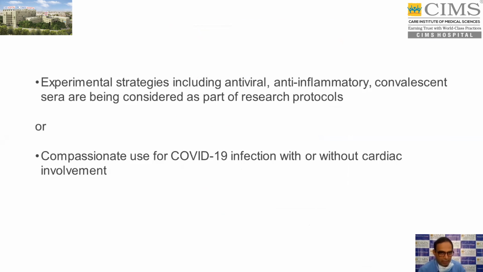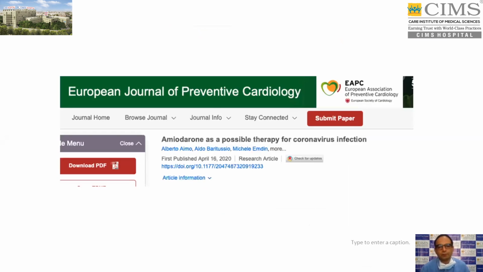Other experimental strategies like antiviral, anti-inflammatory, convalescent sera. We know that convalescent plasma is taken from a patient who has already recovered from COVID-19. Well, these are all experimental therapies. They can be tried, they can be given. Nothing has been proved. Same comes with antiviral therapies, remdesivir and lopinavir, and all other therapies; the research is going on. And we don't know exactly which will be the perfect treatment for COVID-19.